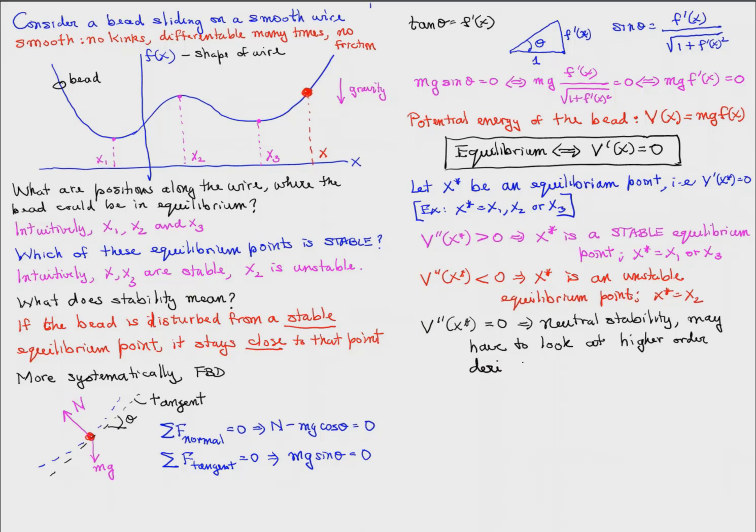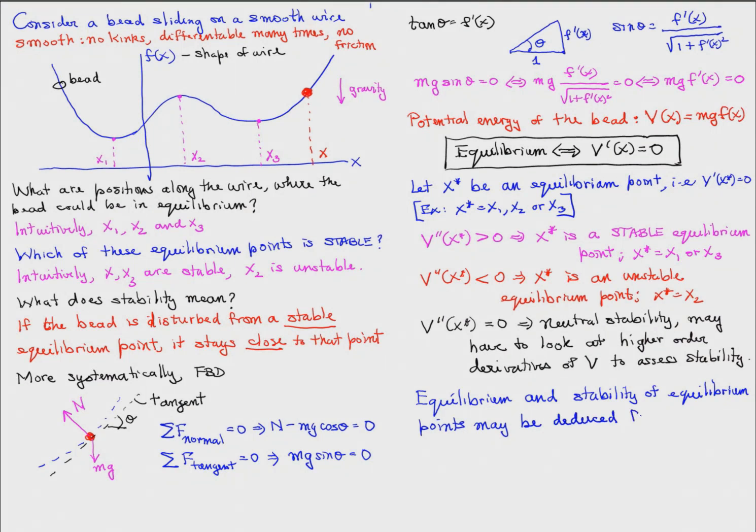We will not encounter this very commonly, and we'll need to look at higher derivatives. We call this a neutrally stable situation. It's not something that we'll encounter commonly. We'll look at mostly V double prime greater than 0 or V double prime less than 0. So we see from this that both equilibrium and stability of equilibrium can be deduced from the energy of the system. Equilibrium is related to the first derivative of the energy and stability to the second derivative. These are concepts that we will carry forward to other more complex examples.